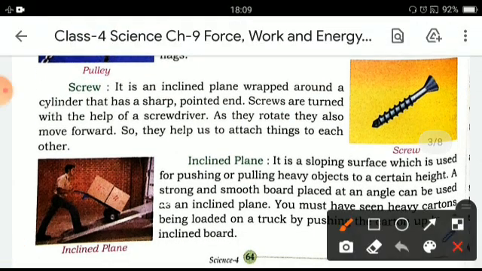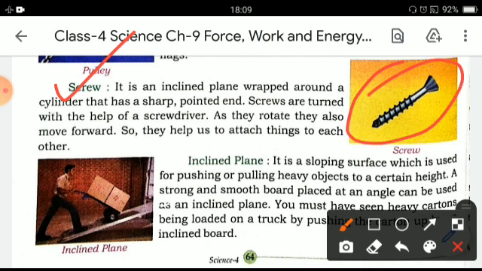Another simple machine is screw. It is an inclined plane wrapped around a cylinder that has a sharp pointed end. Example, this is a screw. Screws are turned with the help of a screwdriver. As they rotate, they also move forward, so they help us to attach things to each other.